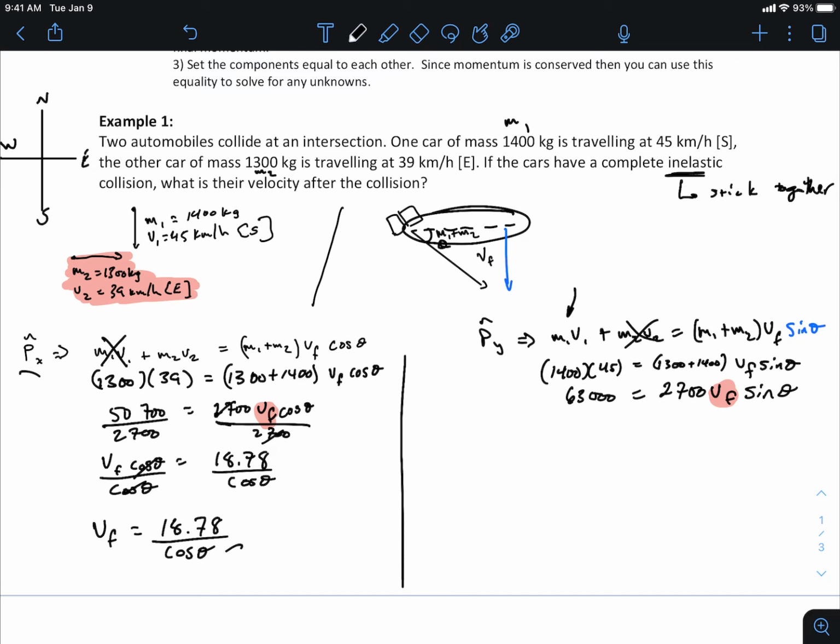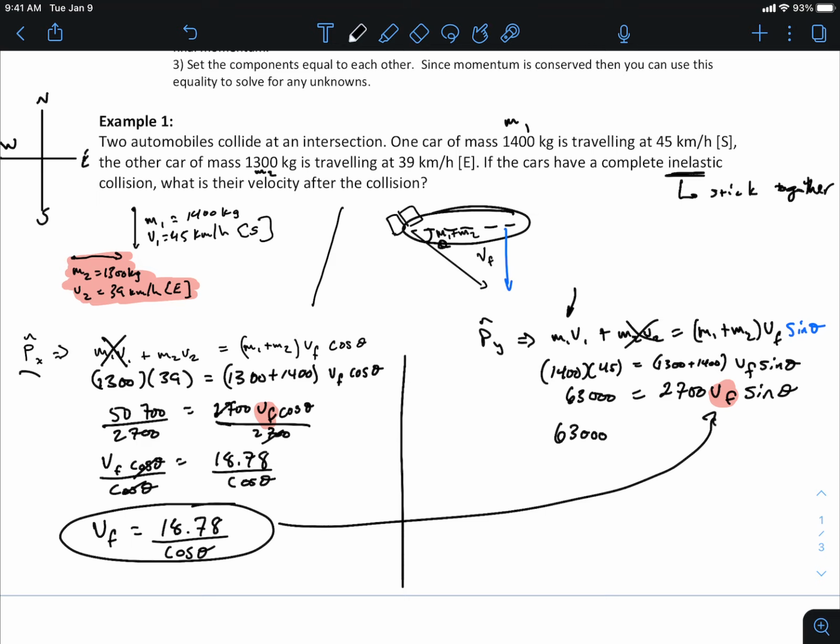Now, this is okay. It's no different than having a y, basically, right? It's just a variable. Something we're trying to solve for. So let's plug that in there now. Well, we'll go over here and say 63,000, right? So I'm going to take this and I'm going to put it in for VF. That's what I'm going to do, okay? So 63,000 is equal to 2,700 multiplied by, well, what's VF equal to? 18.78 over cosine of theta, sine theta.